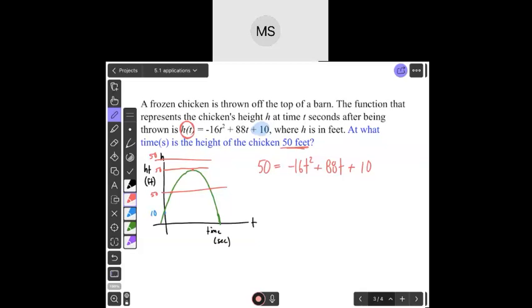Okay, so setting up the equation, just like last time, we can't solve a quadratic equation until one side is 0, either by factoring or by the quadratic formula. So our first step does need to be to get the 50 over. So we set it over there, and then we need to bring it to the right side. So 0 equals negative 16t squared plus 88t minus 40. Okay, you guys all good there?